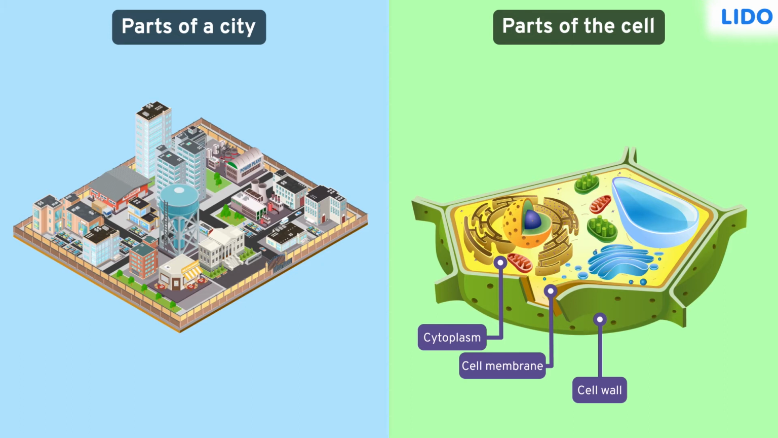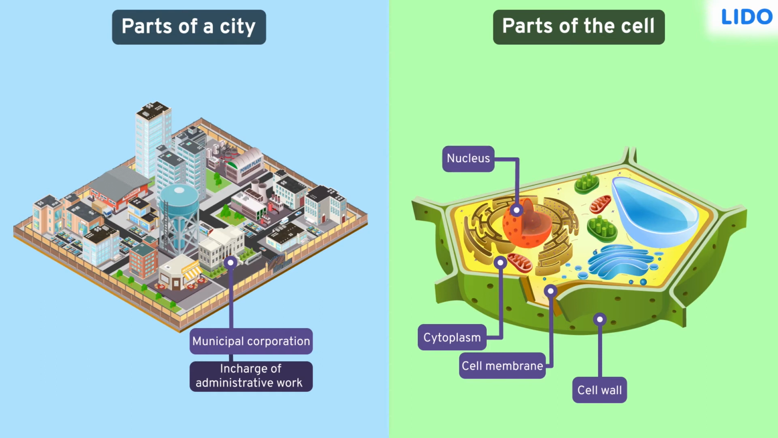Did you notice this fancy building in Rohan's city? This is the municipal corporation and it is in charge of the city's administrative work. Can you guess which component of cells is similar to this? Right, the nucleus. It is the nucleus that controls all the activities that take place within the cell.